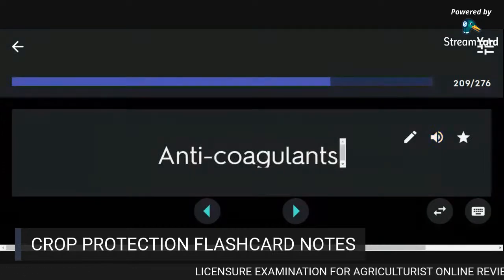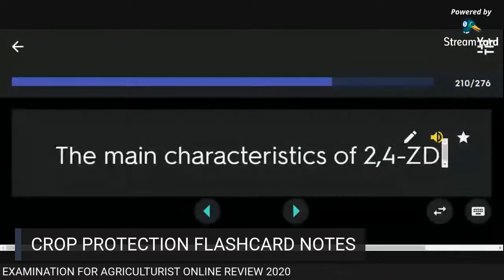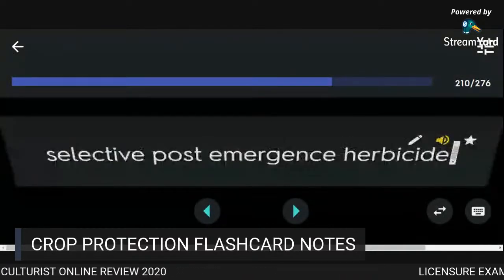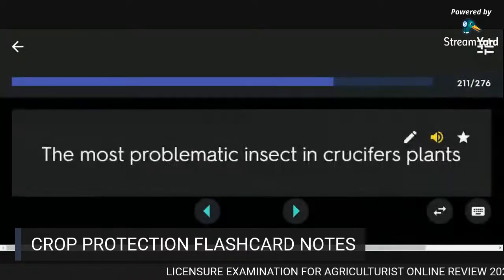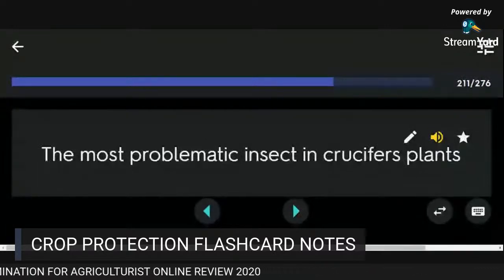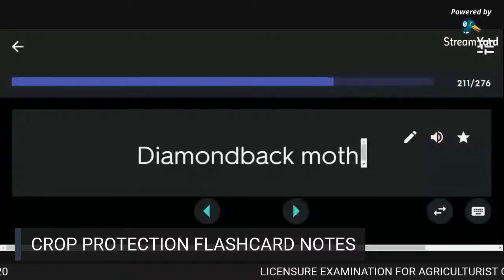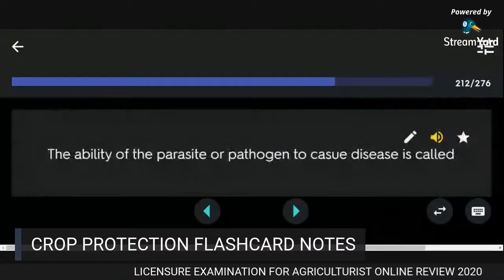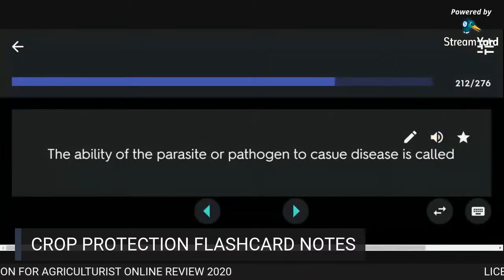The main characteristics of 2,4-D: selective post-emergence herbicide. The most problematic insect in cruciferous plants: diamondback moth. The ability of the parasite or pathogen to cause disease is called pathogenicity.